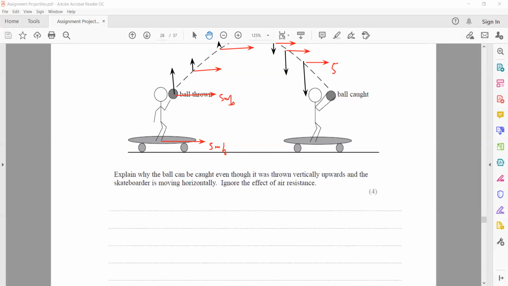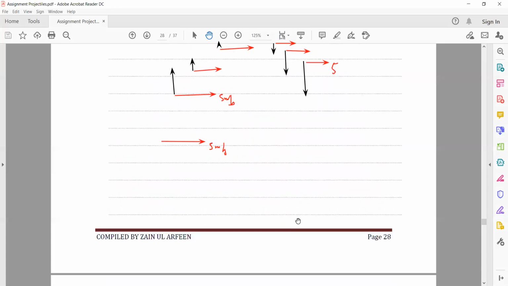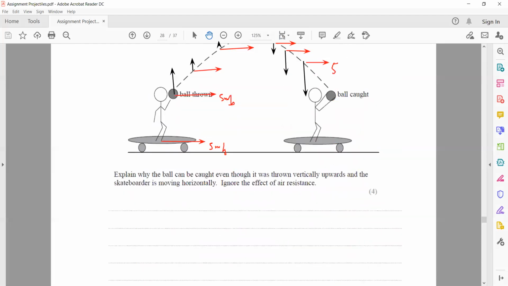So the horizontal speed of the ball is same as the horizontal speed of the skateboarder. So both will cover the same distance, and there is no horizontal acceleration or change in speed. That's why he's able to catch the ball. Also, vertical motion is independent of horizontal motion. Is it clear, this part? This was page number 28. Is it clear?